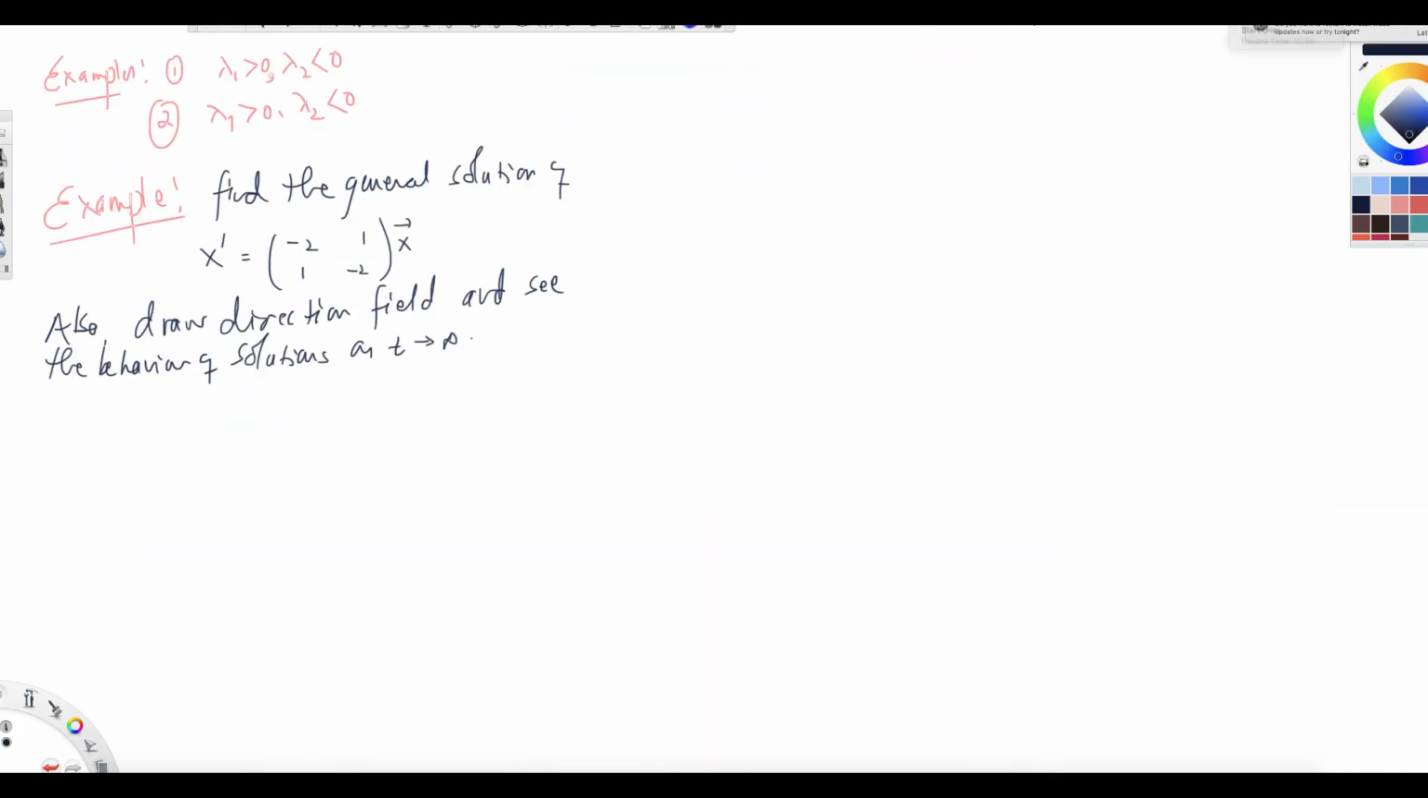Now look at this example. The question is the same, but only the numbers are different. We want to find the general solution and the behavior of the solution when t tends to infinity. First of all, we need to find the eigenvalues, so the solution for eigenvalues starts with the characteristic equation.